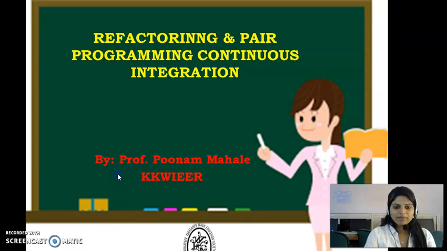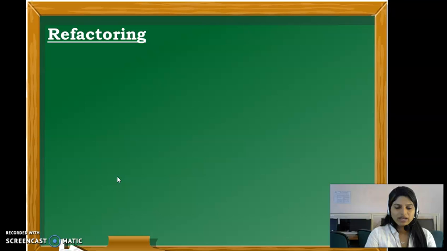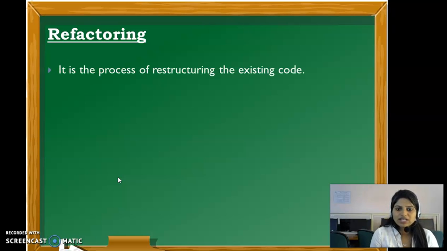Agile development is basically supported by a number of agile practices and techniques, and certain techniques we'll see in today's lecture. So we'll start with refactoring. Refactoring is the process of restructuring the existing code. We change the structure of the existing code without affecting the external behavior.